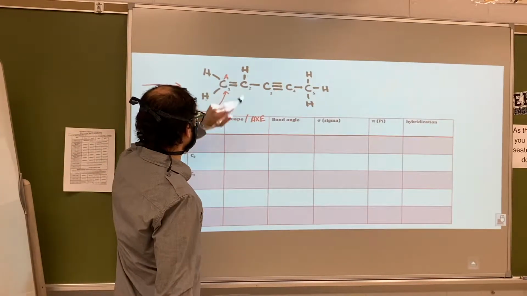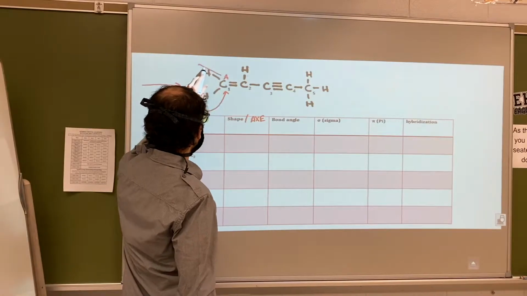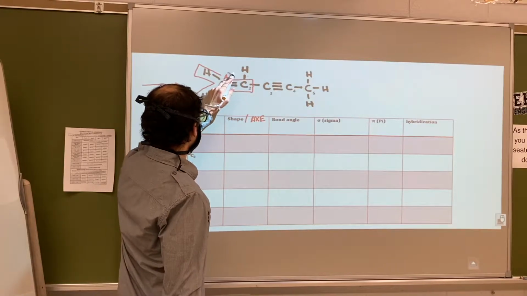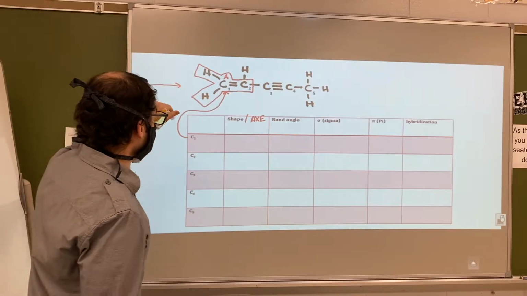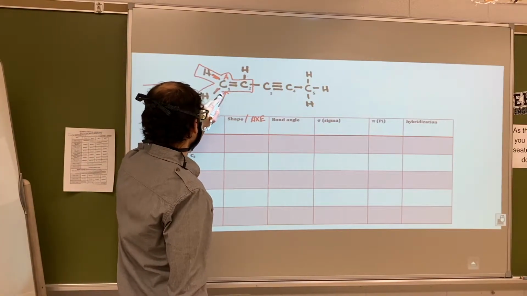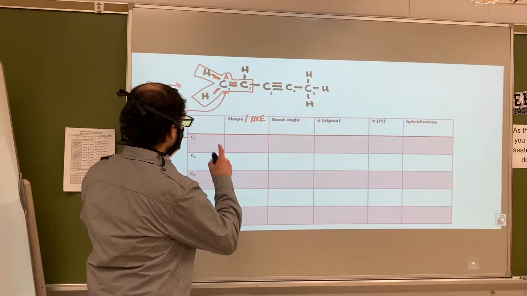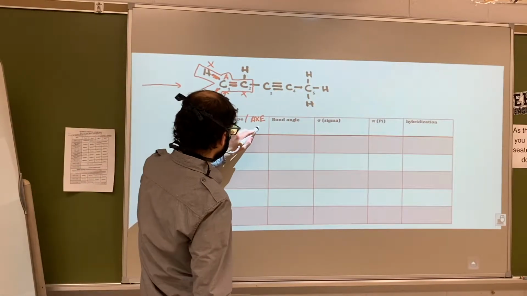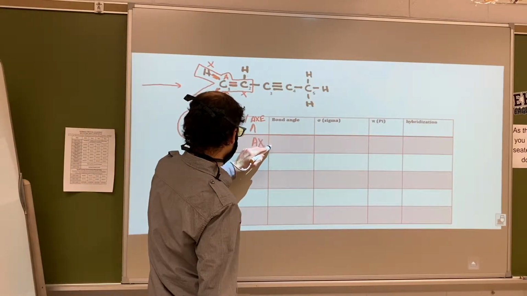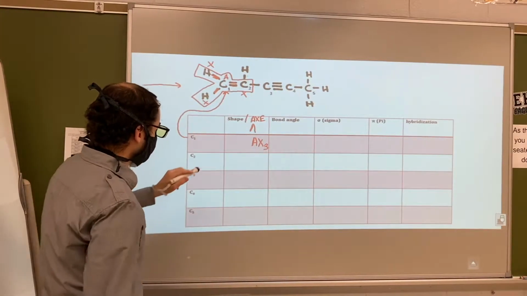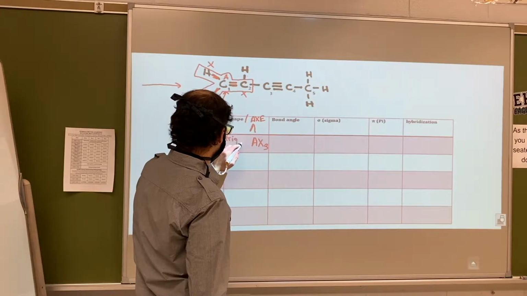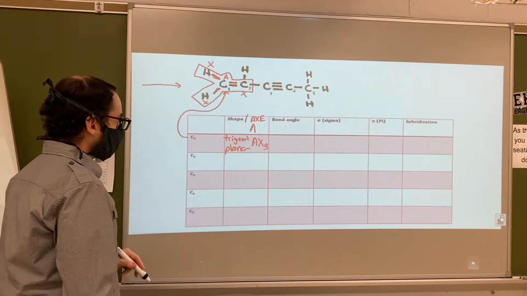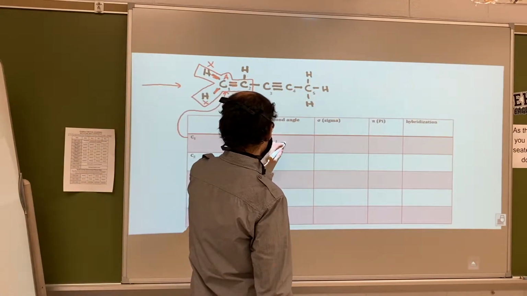If this carbon in the center is our A, this hydrogen and this carbon are all directly connected to that carbon. There's a connection right here, here, and then we have a double bond here. So that means this is an X, X, X. So this is AX3, and the shape should be trigonal planar. All right, and we know trigonal planar is 120 degrees.